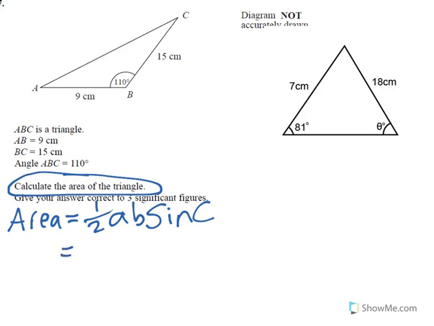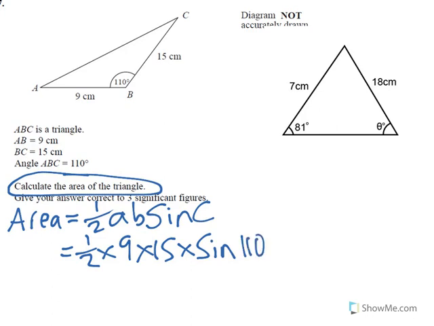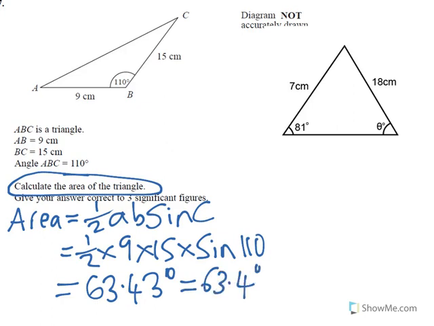So to find the area of this triangle, I will use a half times 9 times 15 times the sin of 110 degrees. The answer to that, 63.43 degrees. And my question has said that it wants it to 3 significant figures, so I'm going to rewrite that as 63.4 degrees.